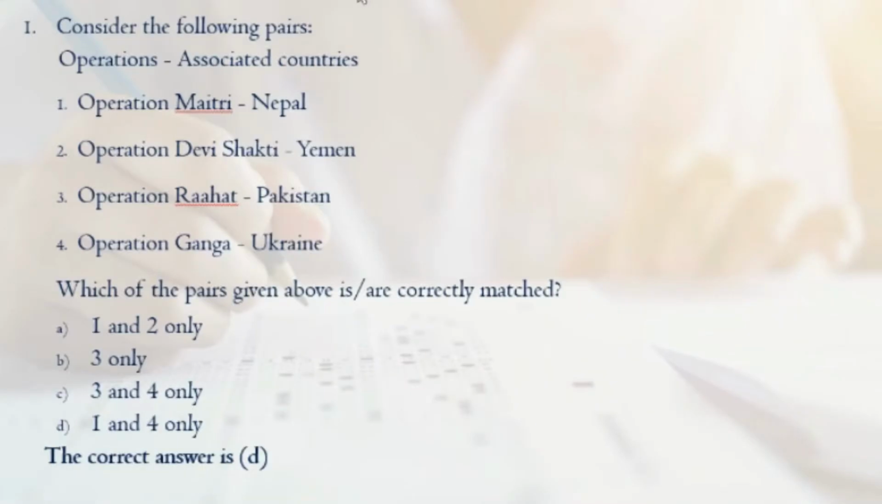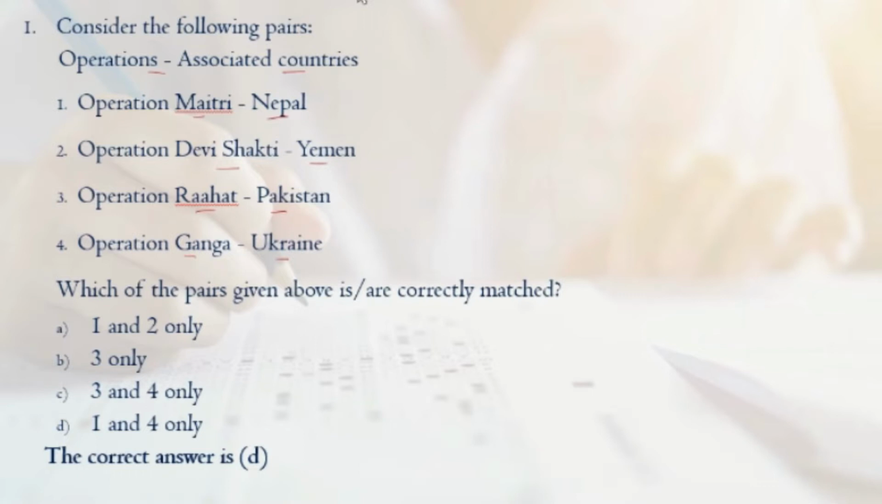The very first question is, consider the following pairs in which we have to match the operations to their associated countries. Operation Maitri, Nepal; Operation Devi Shakti, Yemen; Operation Rahat, Pakistan; Operation Ganga, Ukraine. Which of the pairs given above are correctly matched?